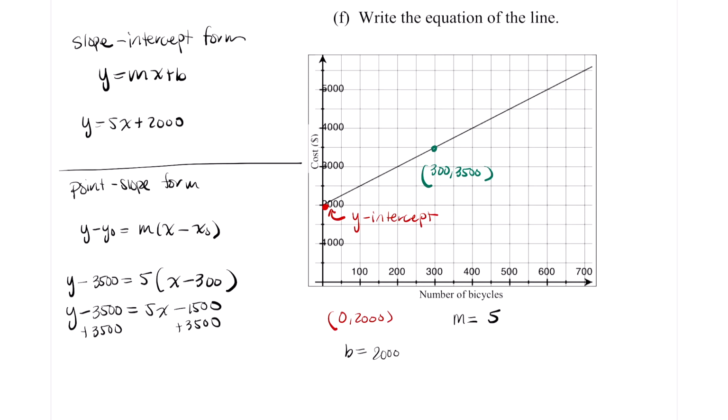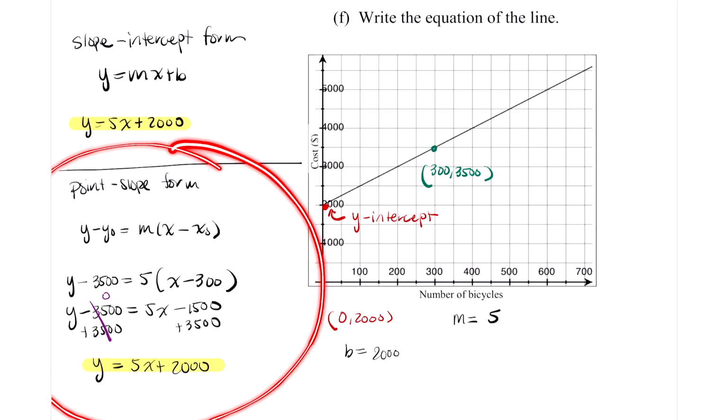On the left-hand side, negative 3,500 plus 3,500, that's just going to be 0. So I'll be left with y equals, in case you need to see that, I would write down that that's 0. So y equals 5x plus 2,000. And you notice that we ended up with the exact same equation in slope-intercept form. So that's y equals mx plus b, using a different method to get that line. So hopefully this was a nice little review on how to use point-slope form.